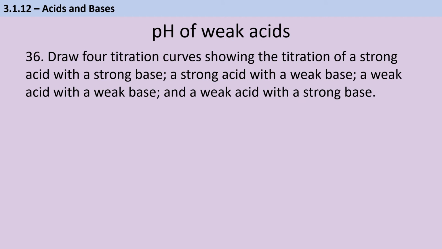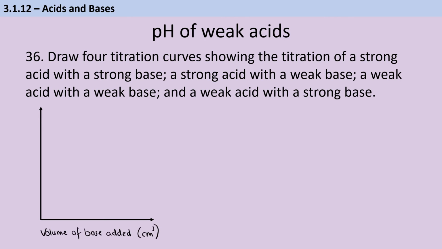So you've now got 4 diagrams to draw, and for each one we're adding our base. So we're going to have volume of base added on the x-axis and the pH on the y-axis. So to start with, we're going to look at a strong acid and a strong base.